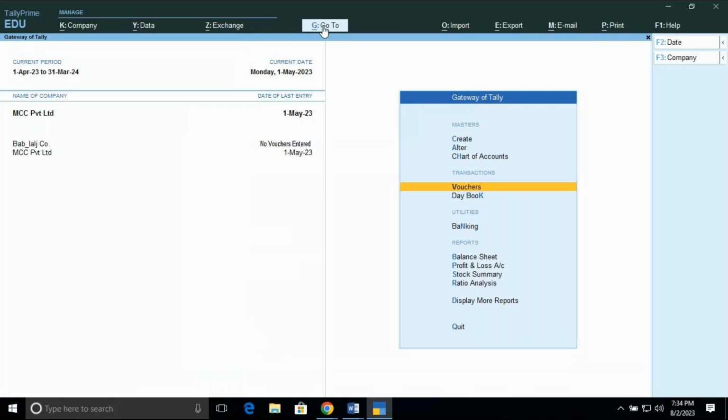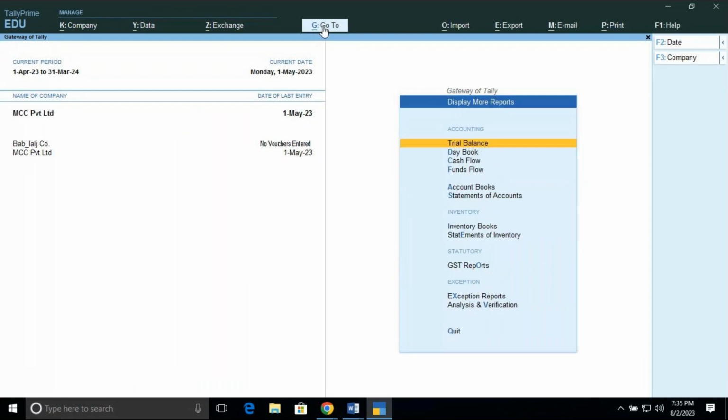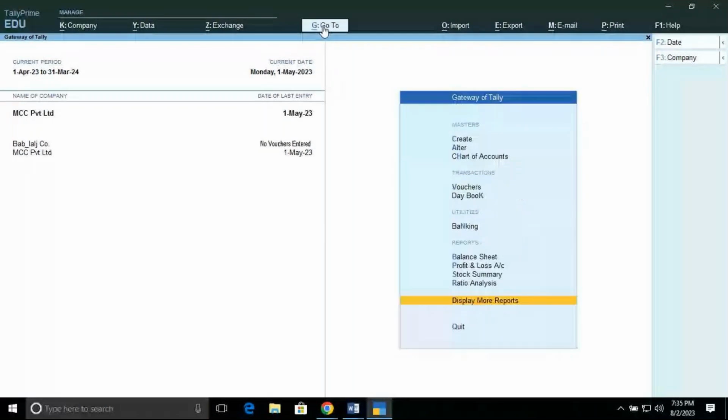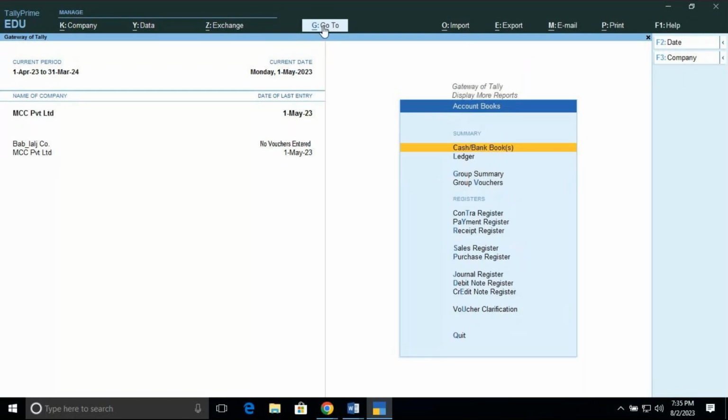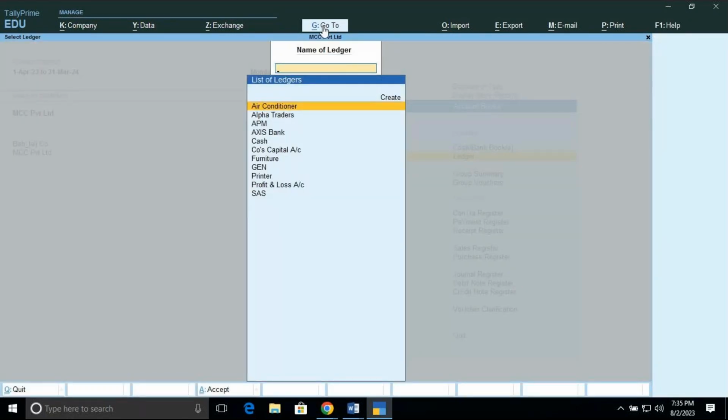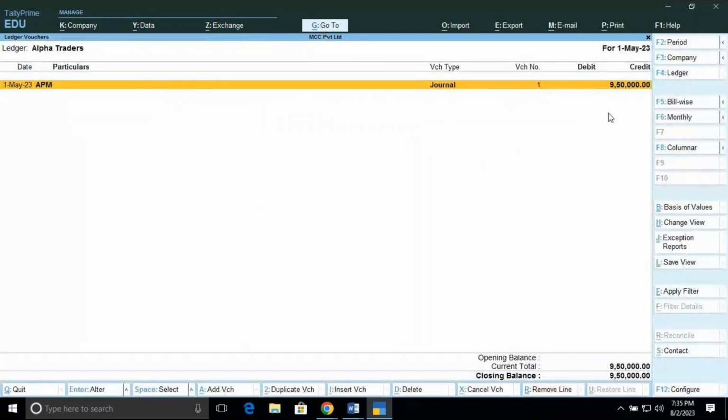Observe. So how to check a ledger balance? I'll go to Display More Reports. Enter. I'll say Account Books. You can write the path if you want, or just observe. Go To is exclusively for seeing the report. Still, you can do this way also. Display More Reports, come to Account Books, say Ledger, select the ledger you want to see the balance of, say enter. See, 9 lakh 50 is the balance.